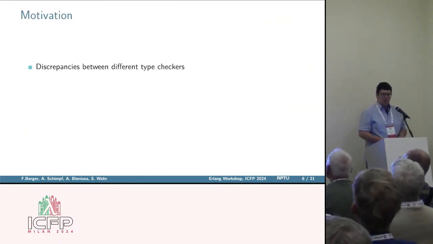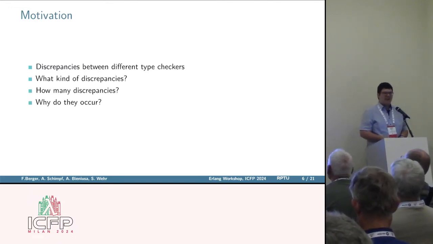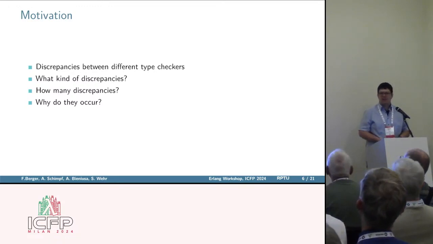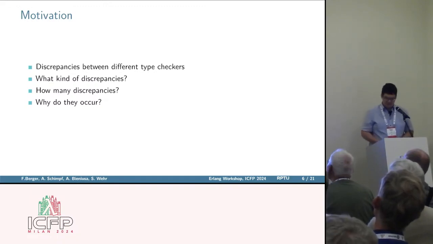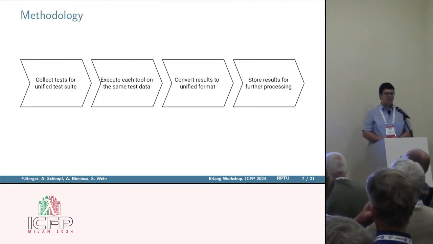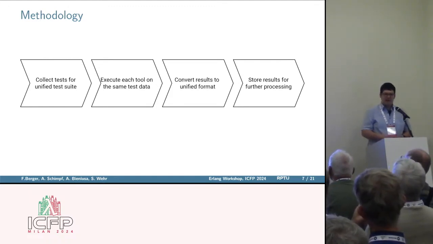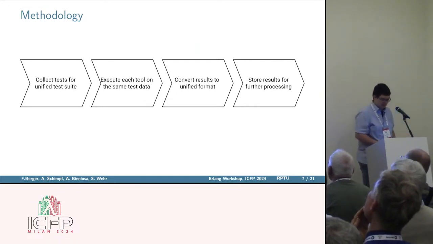Now the big question is, what kind of discrepancies are there? How many are there, or is there a noticeable number of discrepancies, and why do they occur? Because, as we saw, it should all be based on the same set of rules. To find out and answer these questions, we'll follow a few simple steps. We first collect tests for a unified test suite, so we have good data for checking different cases in the language. Then we execute each tool on the same test data. Important, each tool on the entire test data, so we have the exact same foundation for all of them. We convert these results to a unified format, and finally store them for further processing to compare them, visualize them, or do other things with them.